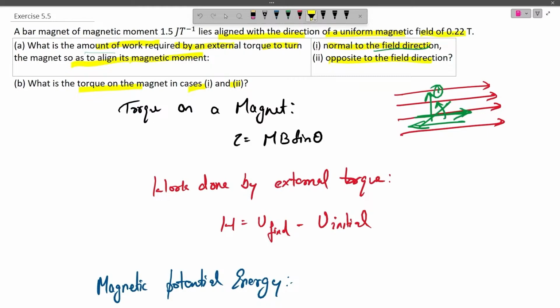We also know that work done by external torque is equal to final potential energy minus initial potential energy.